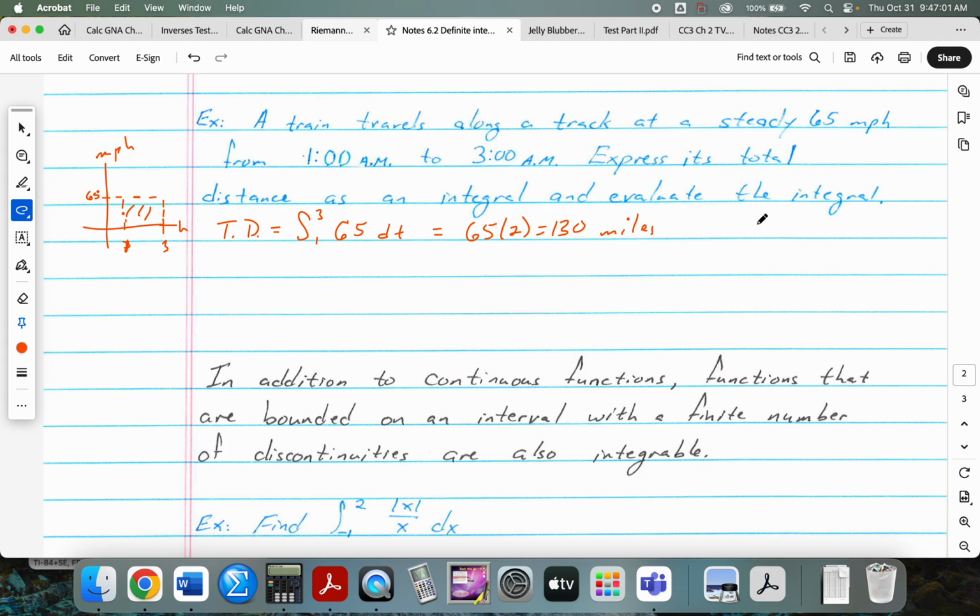And it seems a little crazy to do a calculus problem for that. But what if this isn't constant? We'll get to that, where we're putting in some function and figuring out, well, how far did it go during that time? So if you have that rate of change over an interval, the integral tells you how much change you had.